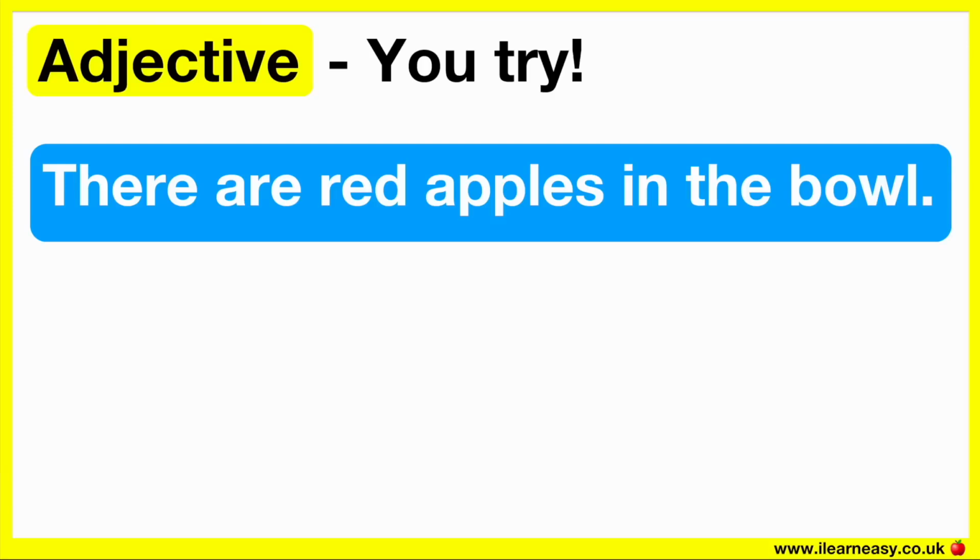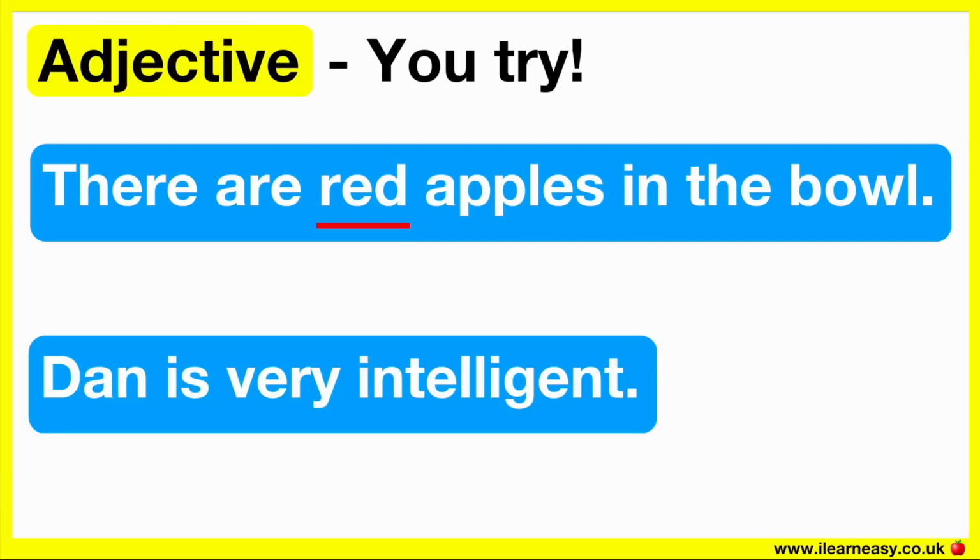There are red apples in the bowl. The adjective in this sentence is red. Dan is very intelligent. The adjective in this sentence is intelligent.